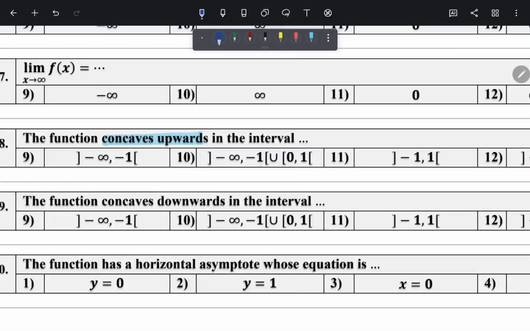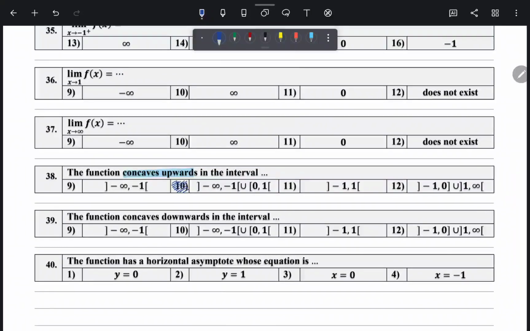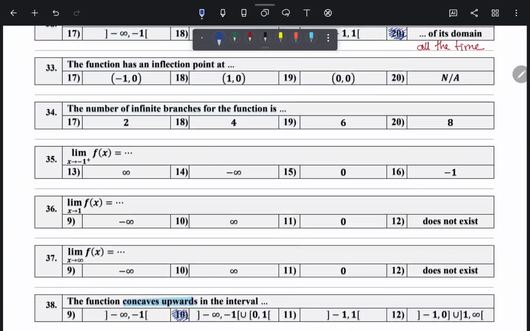From negative infinity to minus 1, and minus 1 is a gap, so it's an open bracket. Minus infinity is always open. Negative 1 is a gap. From 0 to 1, and 1 is also a gap. So it's this choice. The gap doesn't have to be zero. No, the gap can be at any number.